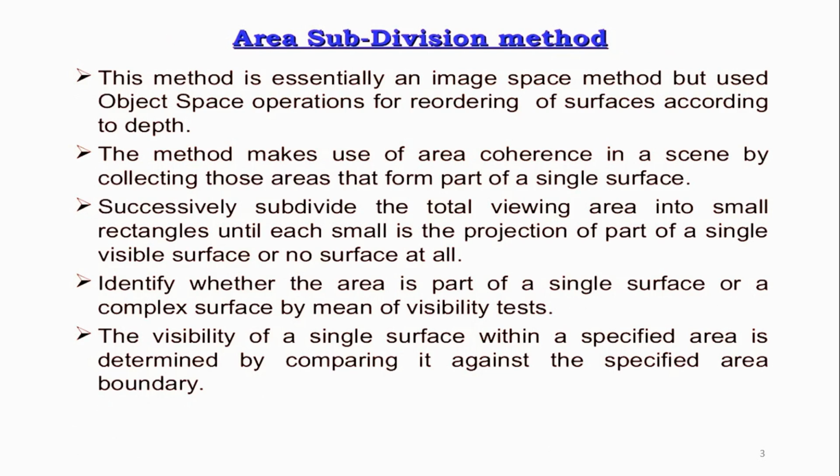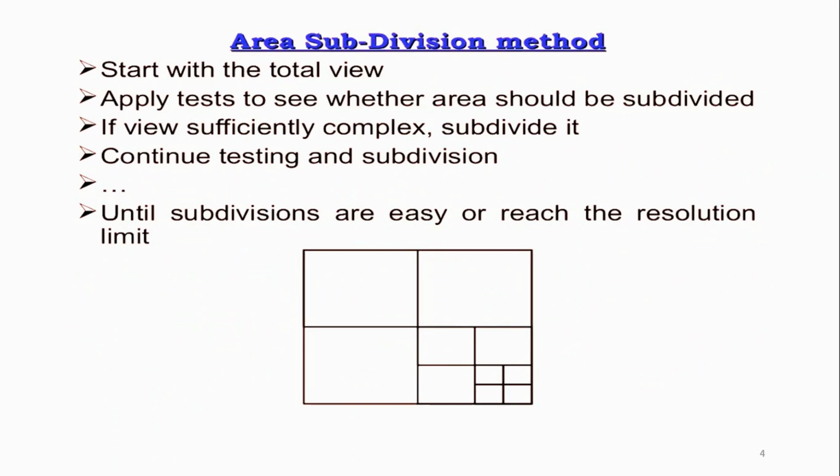For each section, the algorithm determines whether the visibility can be decided immediately. If the visibility cannot be determined, the section is subdivided further into smaller regions. This process continues recursively until the visibility becomes clear. This approach reduces unnecessary calculation by focusing only on complicated areas of the image.